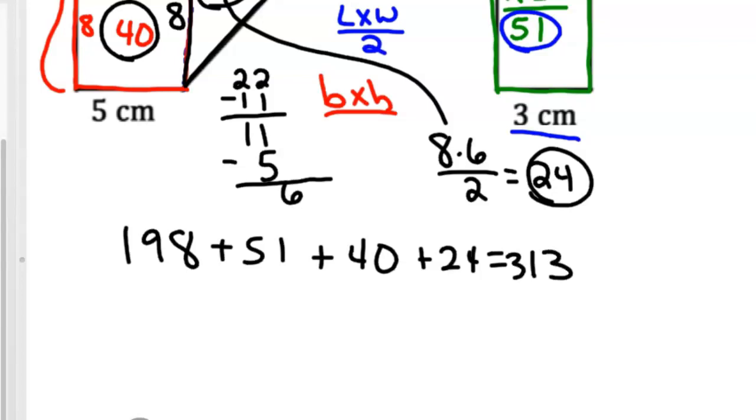But again, double check me. I could have made a mistake there. Math teachers make mistakes too. It happened. It's not a big deal. You just go back and fix them. That's where you learn, from those mistakes.